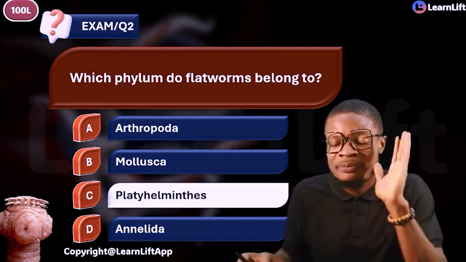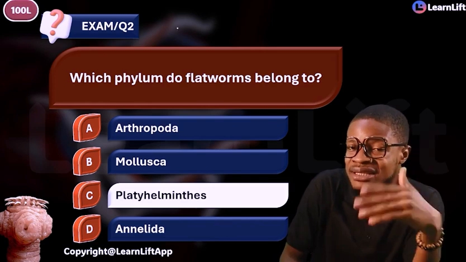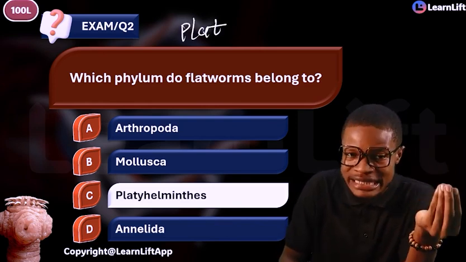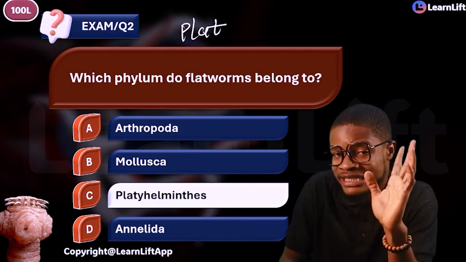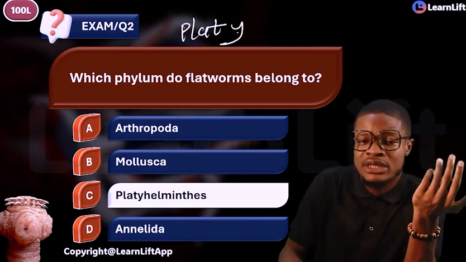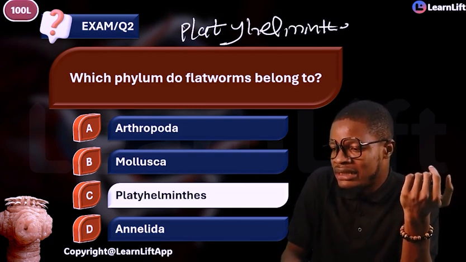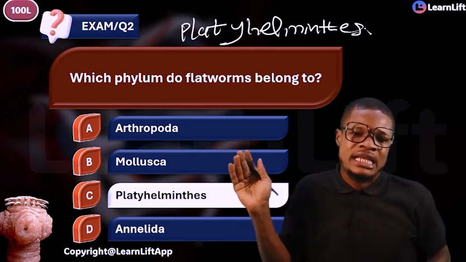Easy, right? Please learn the spelling of platyhelminthes, so that you're not spelling rubbish. Plat, like normal plates, P-L-A-T. Don't add the E. Platy. Then we now have hell and then minthes, like this. Don't play with it. That's the spelling for platyhelminthes.